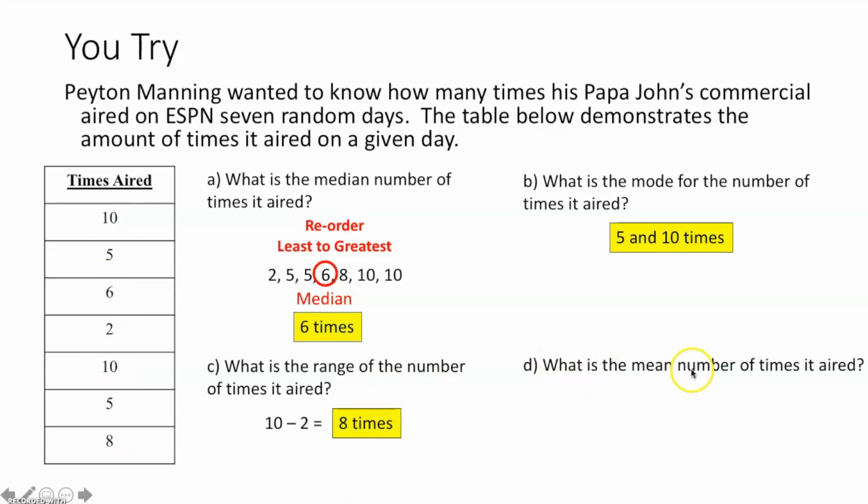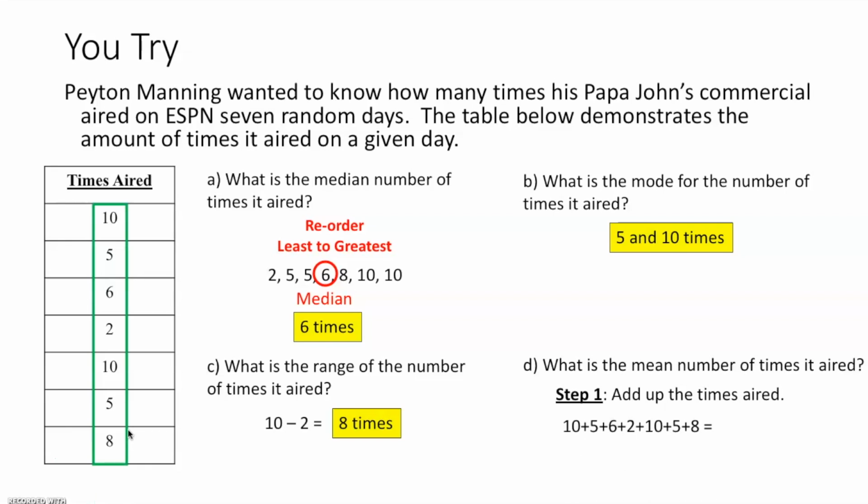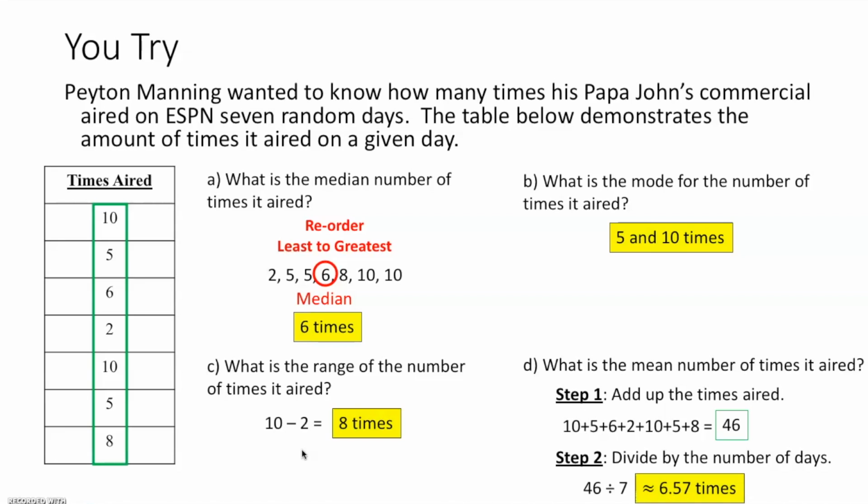Next, what is the mean number of times that it aired? So what you have to do to figure out the mean is we're going to add up the total amount of times that it aired, and we're going to take that number, which is 46, and we're going to divide it by the number of days that we counted. So that would be 7. So 46 divided by 7 is going to give you approximately 6.57 times. Now, what this means is that the average number of times that it aired over those 7 days would be approximately 6.57 times. Or if you were to round this, 7 times.